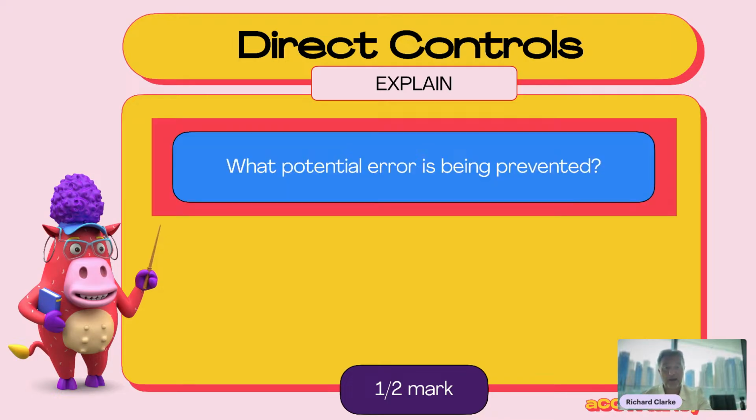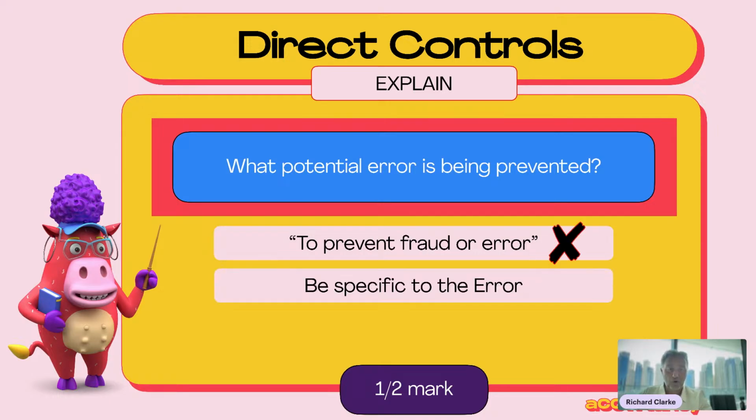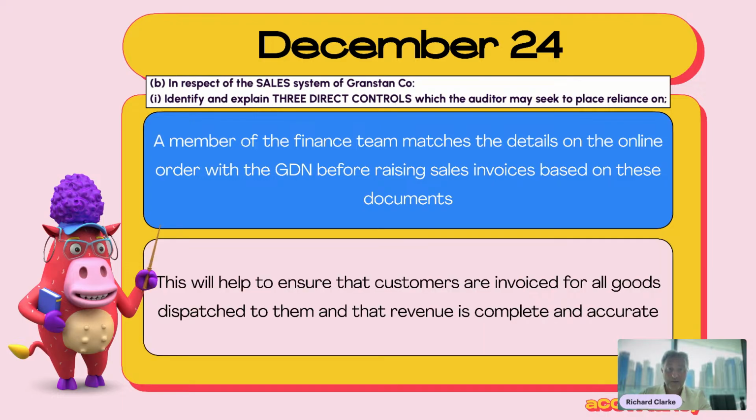Now we need to explain it. And if you remember, when we explain it, what we've got to think is, why are they doing this? What is the potential error that has been prevented? Well, they're doing it to get the sales invoice right, aren't they? So yes, to prevent fraud or error, but all controls do that, so that would be far too generic as an answer. You've got to always be specific.